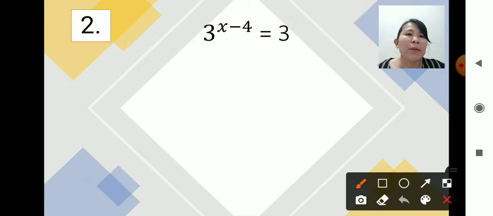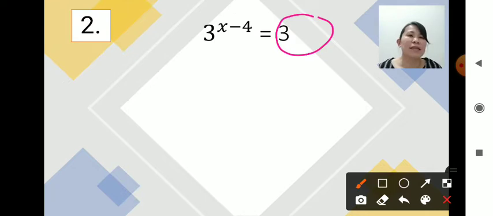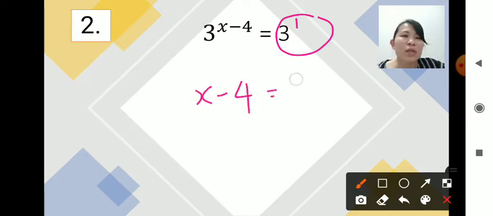Okay, do you remember any number? You see this number 3. So what is the index? Okay, for 3, we have index 1 here. Because every number actually has power 1. Okay, so now we can compare. So x minus 4, we can say x minus 4 is equal to 1.